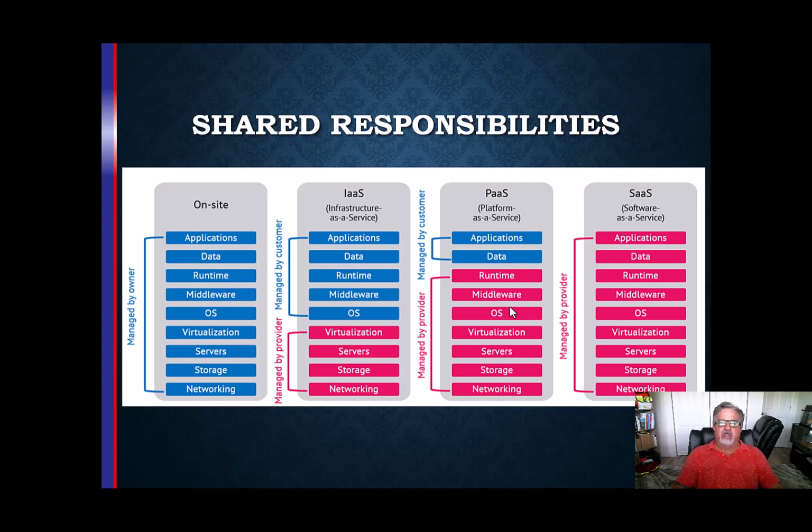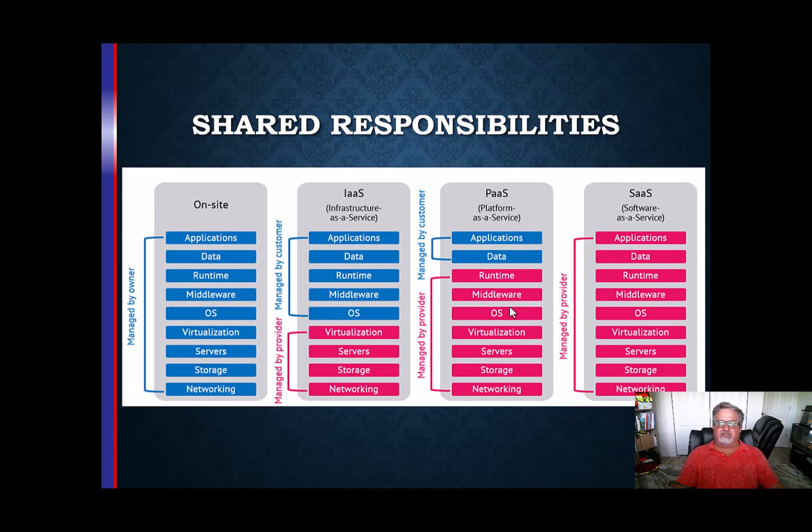If I move into the cloud and I decide to go infrastructure as a service, then you're responsible for your applications, data, runtime, middleware, and operating systems running on your guest machines only. The cloud service provider is responsible for their physical servers running virtualization. They're responsible for the physical storage area networks, network attached storage devices, even direct attached storage. They're responsible for the routing, the switches, the firewalls, all that physical stuff. You're just responsible for whatever's virtual.